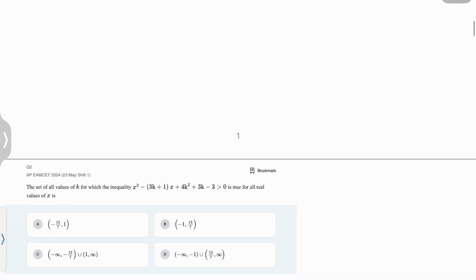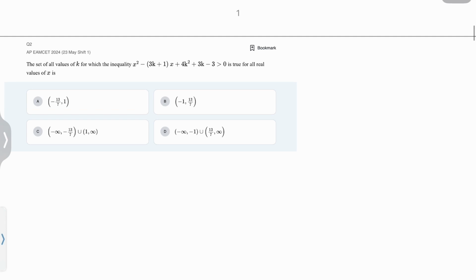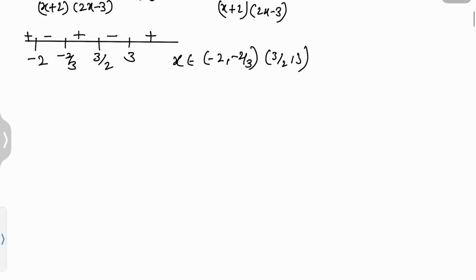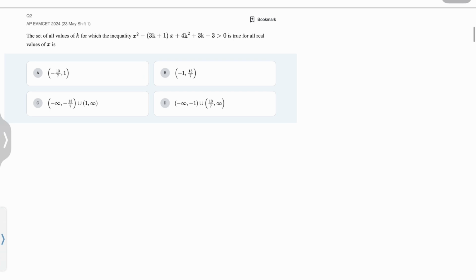Let's start the next question. I hope you all understand, that is a very easy question, not hard, just dependent on inequality. Let's start the second question. The second question is: find the set of all the values of k for which the inequality is true for all real values of x.